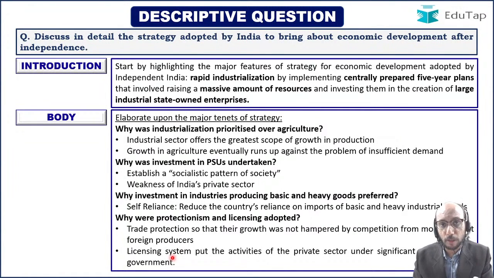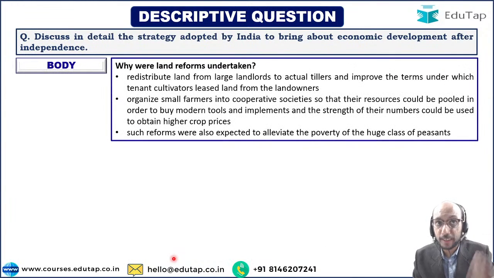Because the resources were meager. Government was eager to keep the private sector under control so that the private sector's energy could also be channelized in the right direction as per the requirements of the country, which obviously the government knew well at that point of time. That is what government believed, right? If we take the discussion ahead, why were land reforms undertaken? Even land reform was an important part of our strategy.